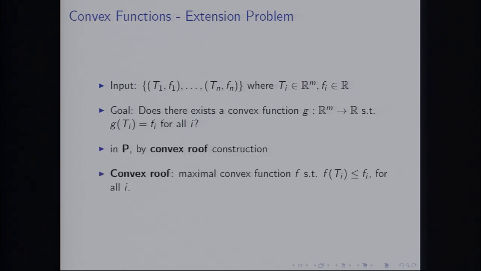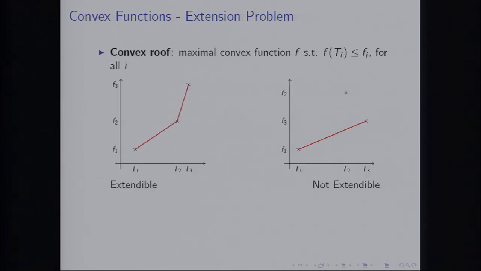this is polynomial time solvable, and the main idea is the convex roof. So what is the convex roof? It is the maximal convex function such that f(Ti) is less than or equal to Fi for all i. There are two examples in one dimension. These T1, F1 are the partial function. So T2, F2, and this is the convex roof.